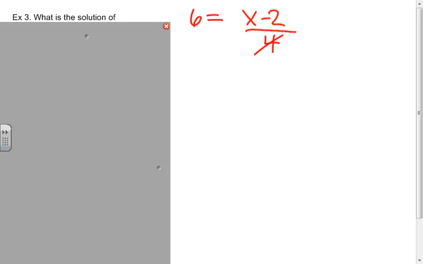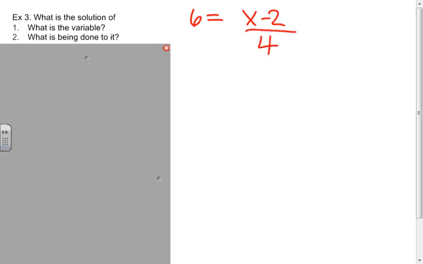Example 3, still a multi-step problem. What is the solution of 6 equals x minus 2 divided by 4? Steps are the same. What's the variable? Variable is x. Step 2, what's being done to it? It's being subtracted by 2 and divided by 4.